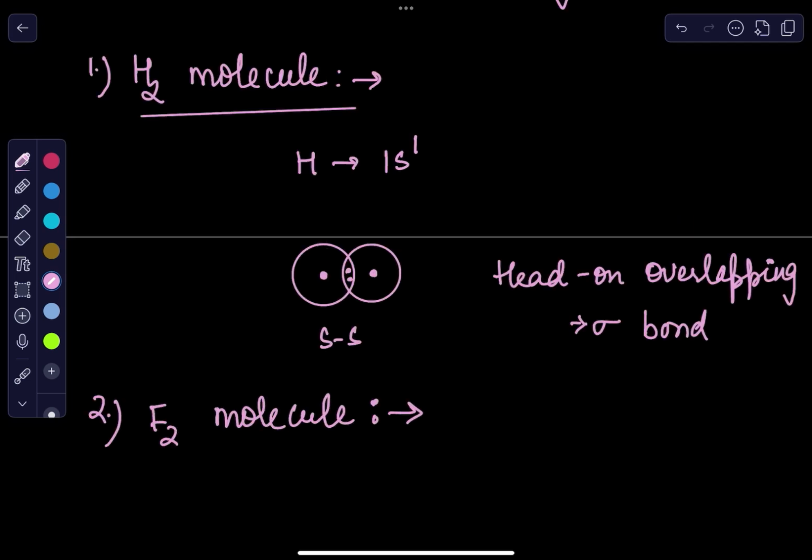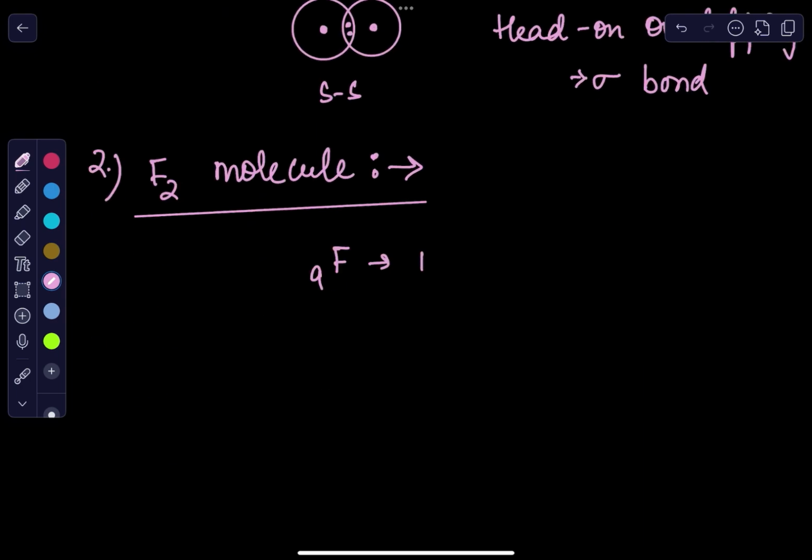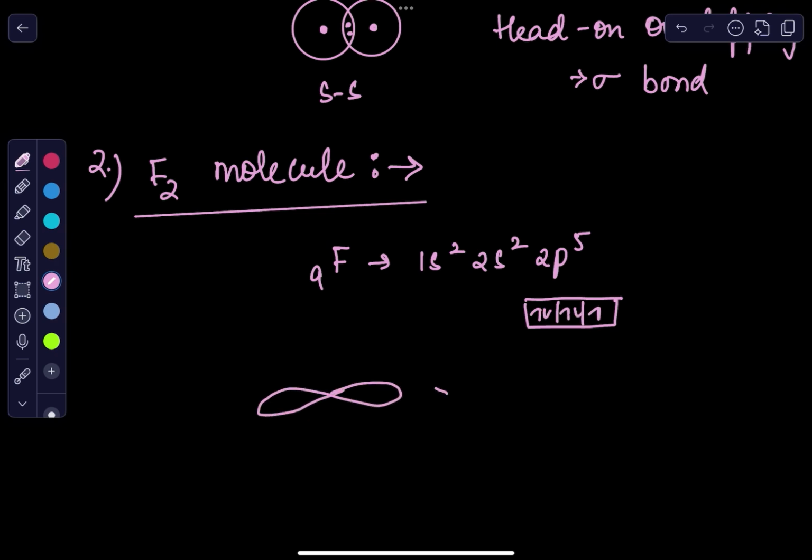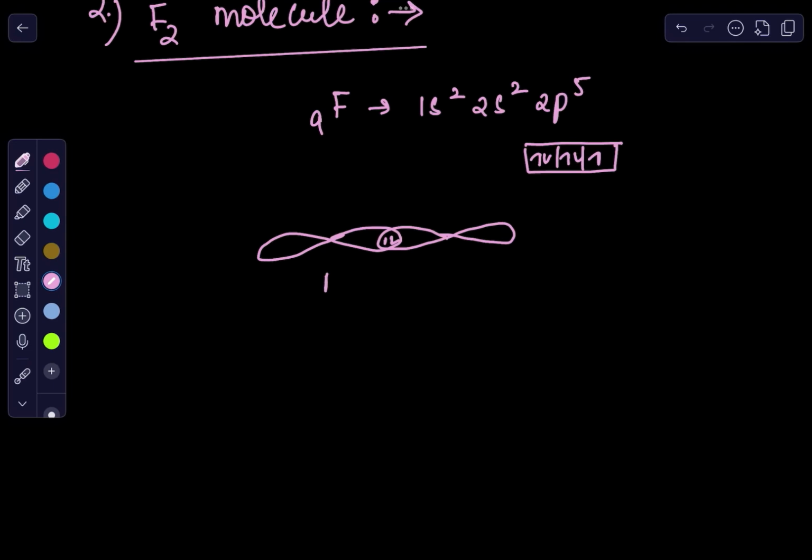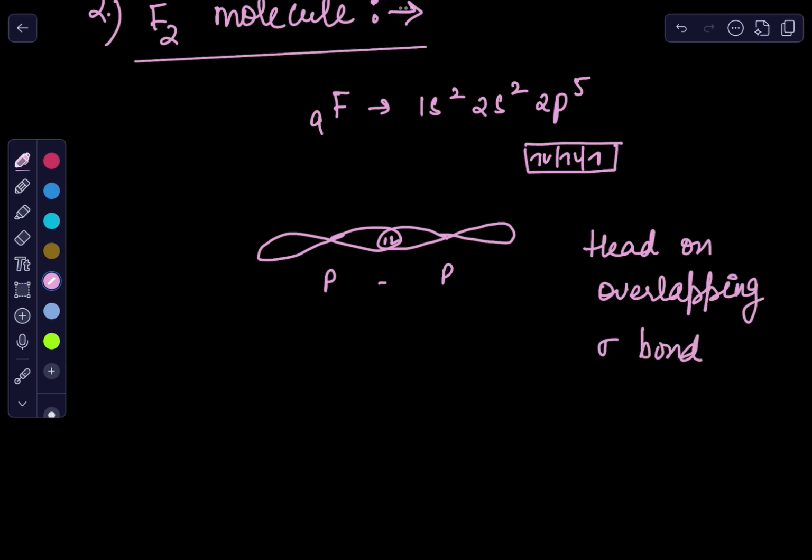In the case of the fluorine molecule, if you write the electronic configuration, you will see that one unpaired electron is present in the 2p orbital. So these 2p orbitals will do head-on overlapping and will form a sigma bond. This is a very important point: this p should be pz if z is the internuclear axis, because only then can the orbitals collide along the internuclear axis.